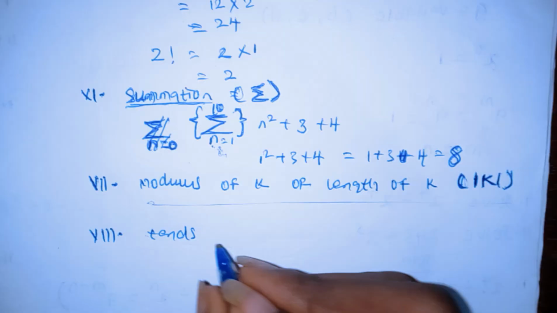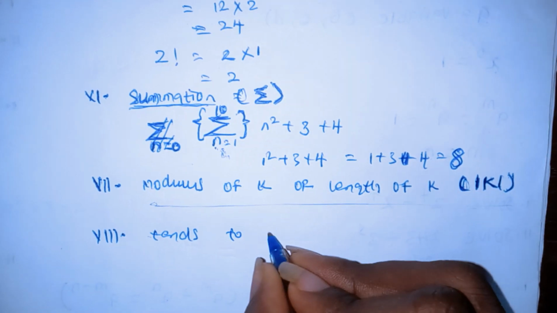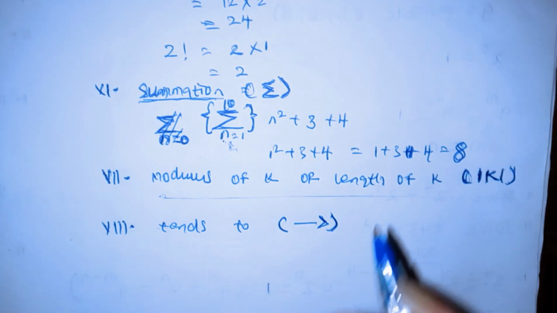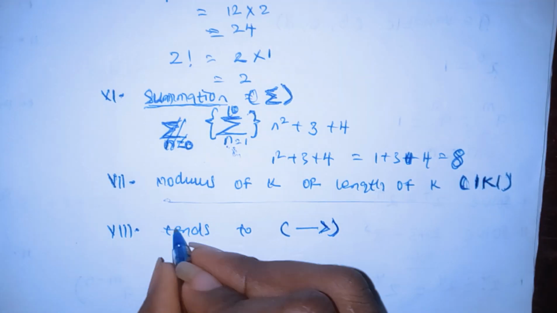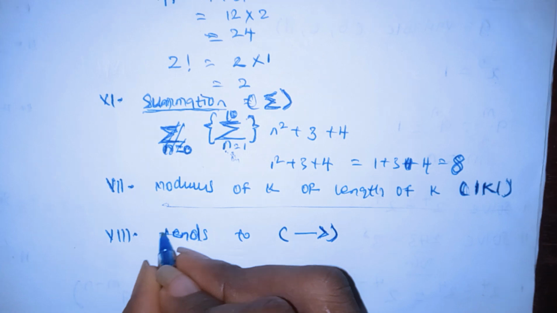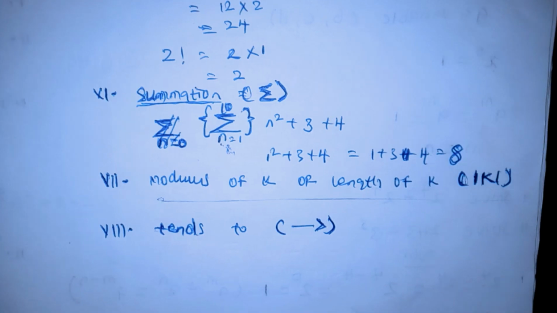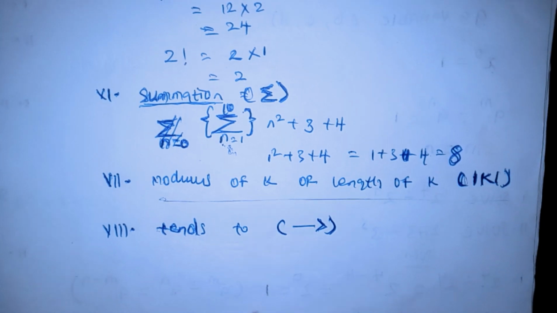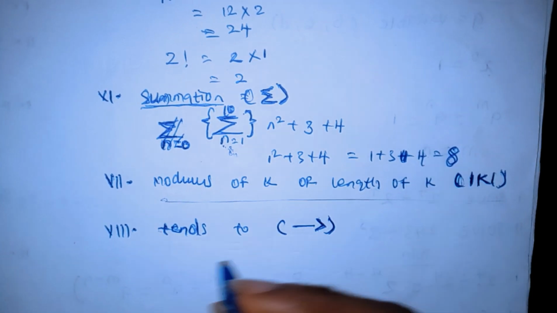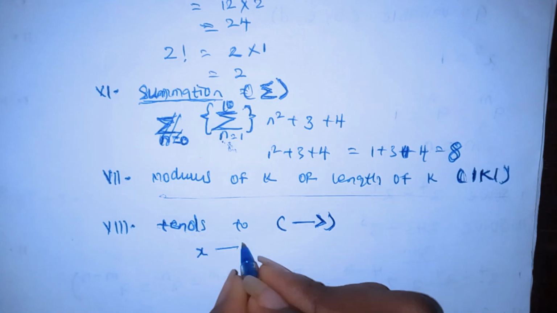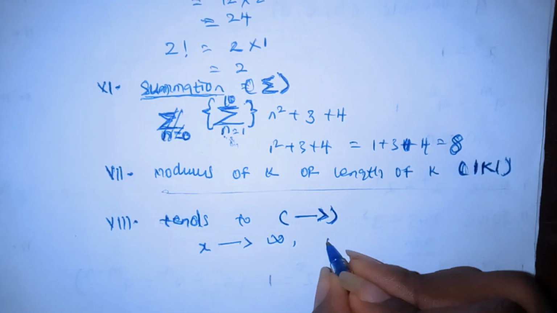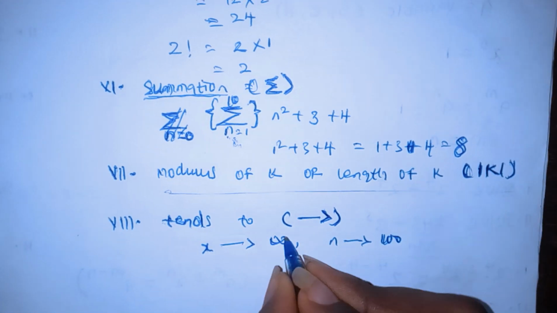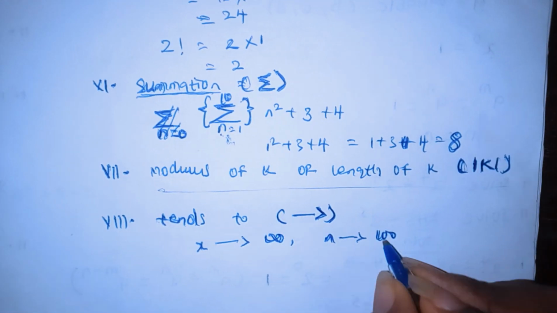Next has this sign. This is being done in limits and in mathematical analysis, where they will tell you s tends to infinity or n tends to 100, which means that anywhere you see s you put infinity, and anywhere you see n you put 100.